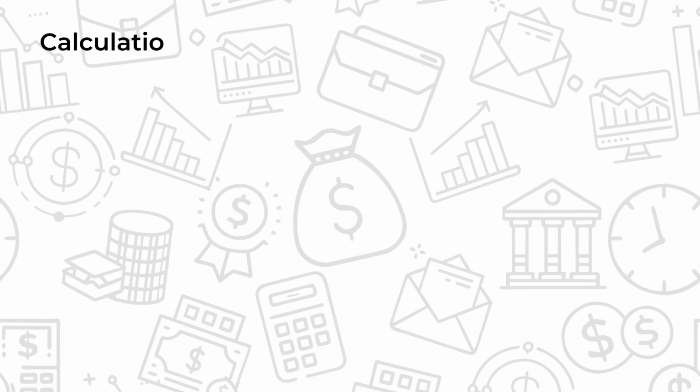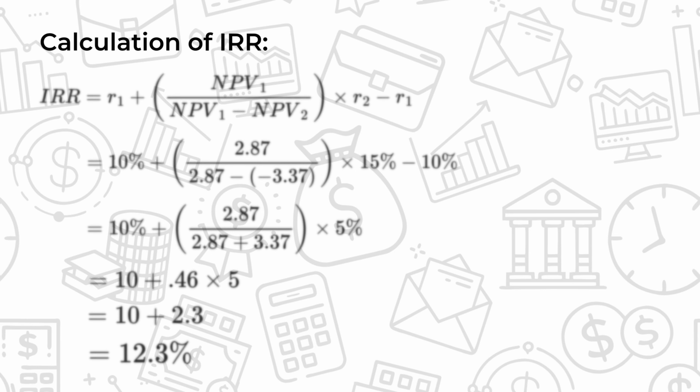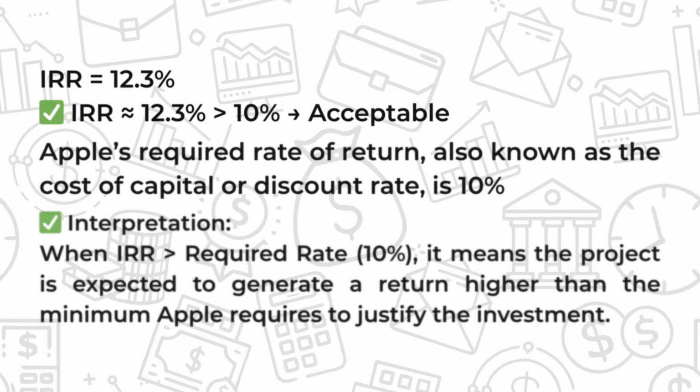Now calculating the IRR by putting the values according to the formula. The IRR is 12.3%. IRR approximately equals 12.3%, greater than 10%, so acceptable. Apple's required rate of return, also known as the cost of capital or discount rate, is 10%.